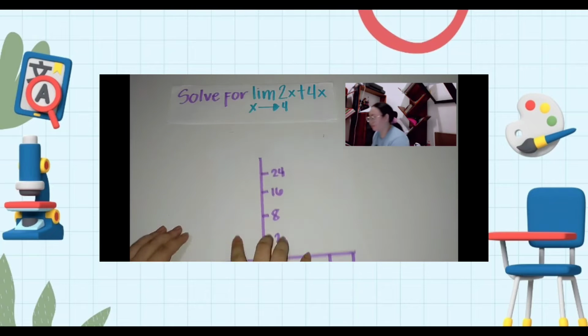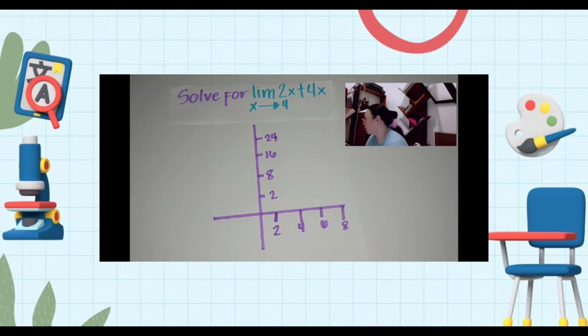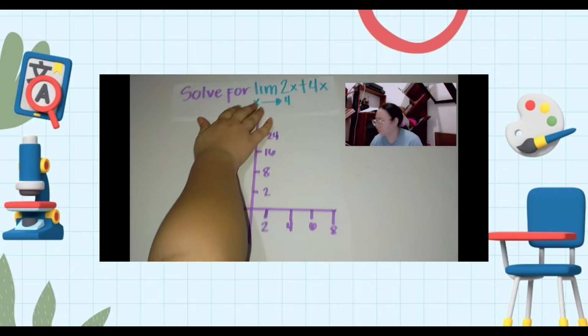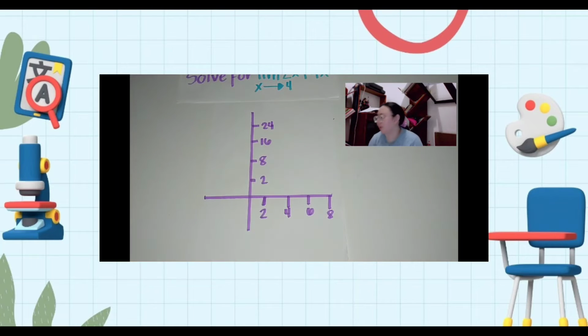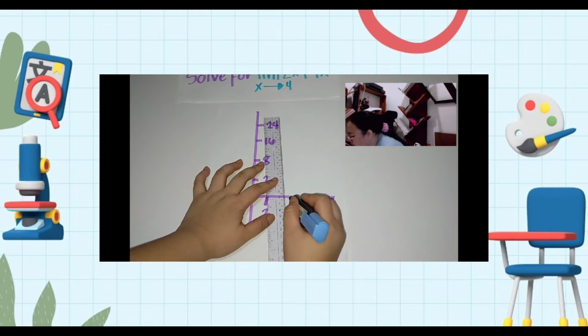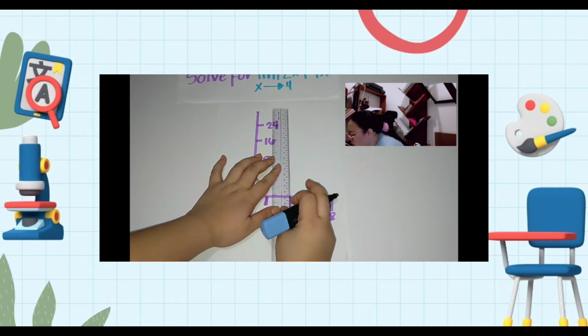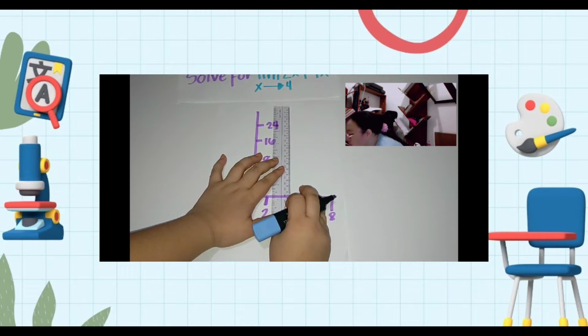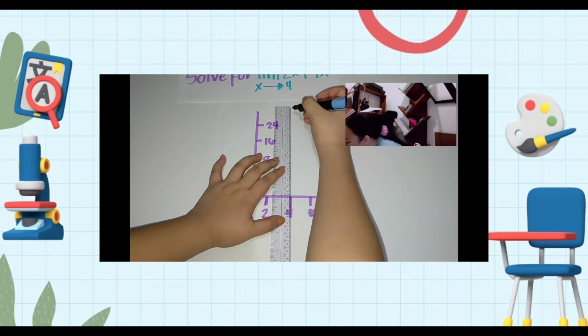So let's try to graph this problem. So, ano ba ang graph ng 2x plus 4x? Slanting siya. Slanting. So, gawin na natin yung slanting. And let's not forget, yung x is nag-approach sa 4. So, tingnan lang natin. This is the 4. Dito yung nag-approach yung x. So, lagyan na natin ng straight line or limit.